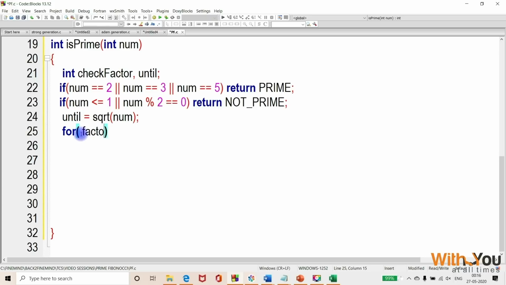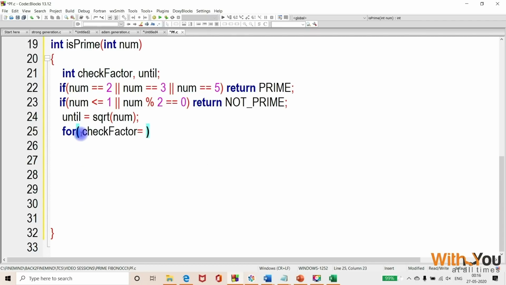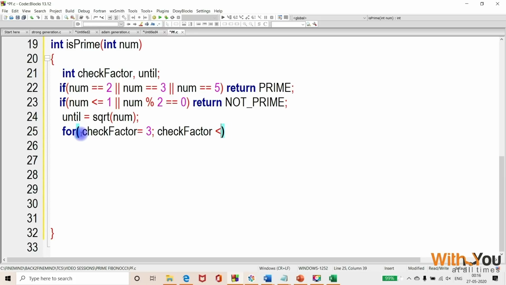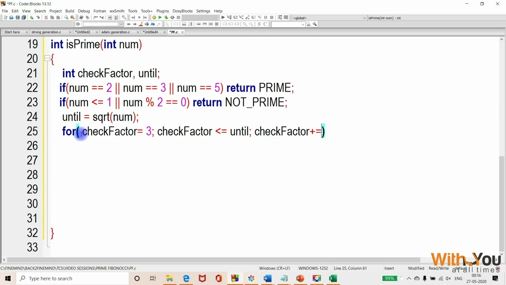For check factor equal to 3. Why? Because everybody who is divisible by 2 has already been stopped by me. It starts from 3. How long will I go? Check factor has got to be less than or equal to until. Okay. What is my alteration? Alteration is check factor would get incremented by 2 every time. Why not 1? Because even numbers have been thrown away. So don't bother about them. Cool. Next.